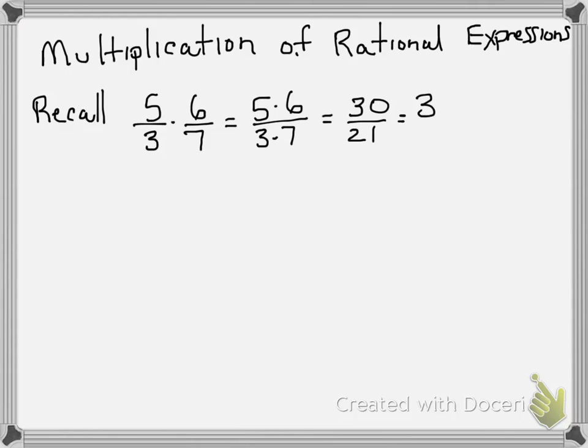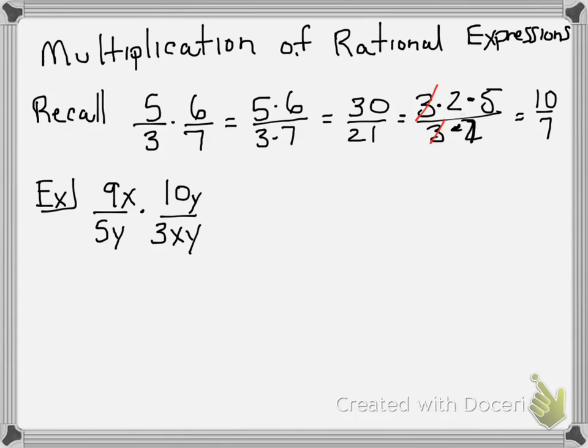Let's go ahead and further simplify that. This equals 3 times 2 times 5 over 3 times 7, and our 3's will cancel there, and we're left with 10 over 7. We can do that exact same thing for rational expressions.